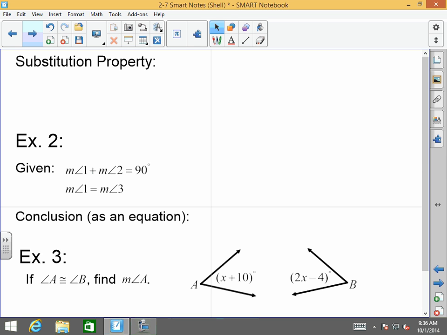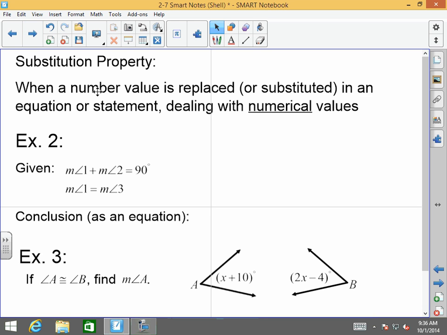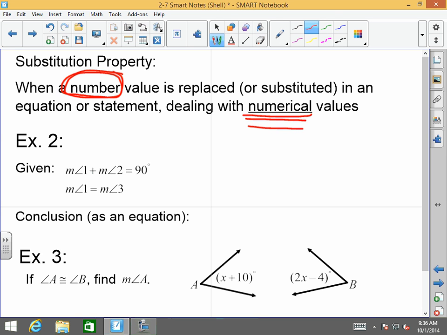Okay, substitution property. It's not really a theorem. It's more of just a property. It stems from algebra, okay? What it states is when a number value is replaced or substituted in an equation or statement dealing with numerical values, you usually use substitution for numerical values. Please be cognizant of this. It's almost the same as the transitive property.